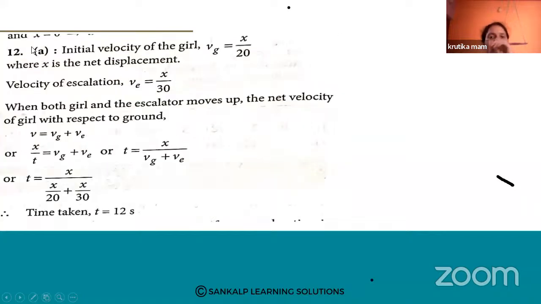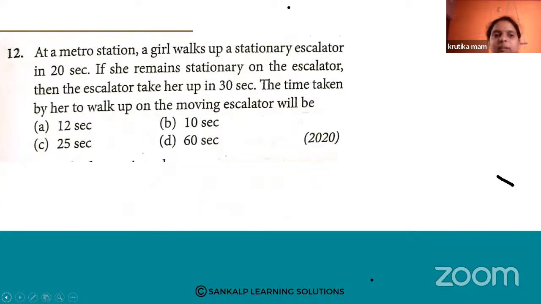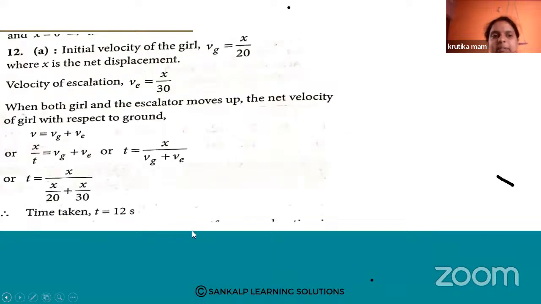So the initial velocity of the girl is given by, so velocity is equal to distance upon time. So distance, suppose if you consider it as x is the distance divided by time is given as 20. Okay. So the next time it is given as what? That is, on the escalator takes her up in 30 seconds. So that time here the velocity of the escalator is given by, that is x divided by 30. When both girl and the escalator move up, the net velocity of the girl with respect to the ground is given by v is equal to vg plus ve.